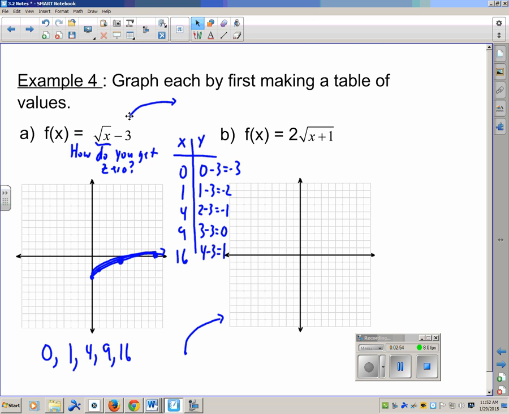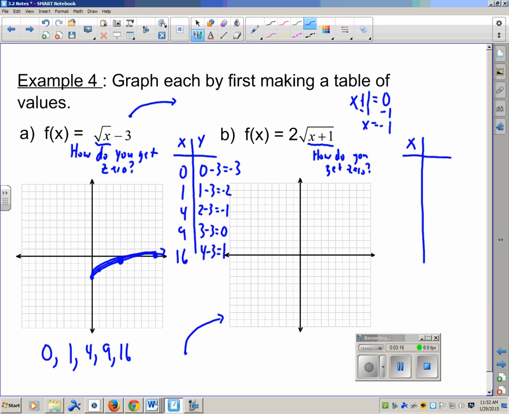All right, so now let's come over here and let's look at the other one. Same thing. You want to think, how do I get 0 inside there? And if you don't see it, you can just take what's inside there and set it equal to 0. So then I'd subtract 1, and x equals -1. So that becomes my starting point for square roots there. You have to start at that point. You're not going to pick one before and after it.